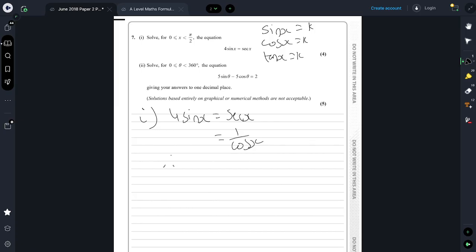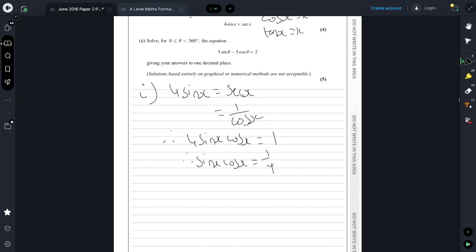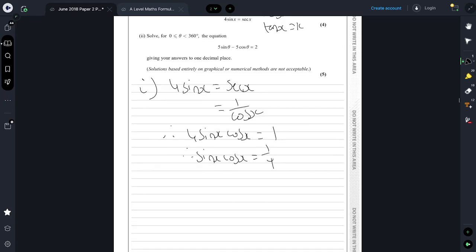Well, we can times across by cos. So 4 sin x cos x is 1. Therefore, sin x cos x is a fourth. Okay, what can we do here? Because it's not equal to 0, so we can't just say sin x equals 0, cos x is 0. But notice we have a double angle. So you should know that sine of 2x is always 2 sin x cos x.